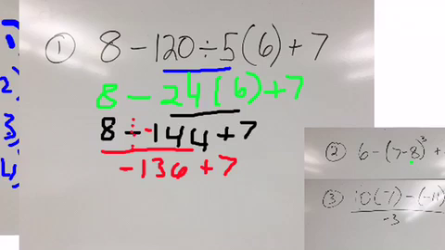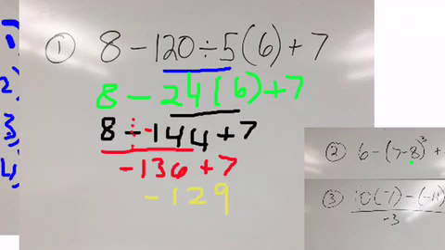Negative 136 plus 7. I have 136 negatives and 7 positives. I'm going to take the difference of that. I'm going to have negatives still. And what color haven't I used yet? Yellow doesn't look very good, I don't think. Well, let's check. You get negative 136 minus 7. You'll have negative 129 as your final answer.